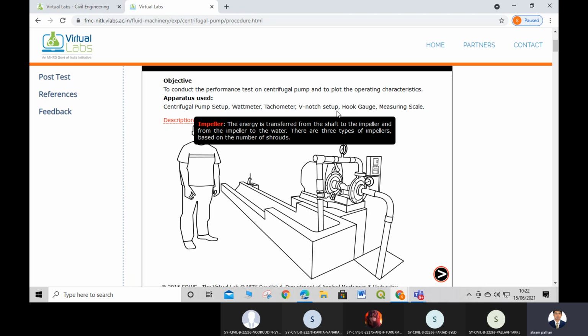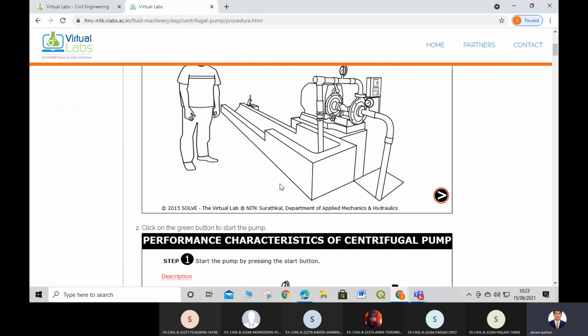Then we require the V notch setup. So here the V notch, or we call it a venturimeter, measures the discharge. Then we have a hook gauge to measure the water level, and then we have a measuring scale. So such kind of assembly we require in this practical.